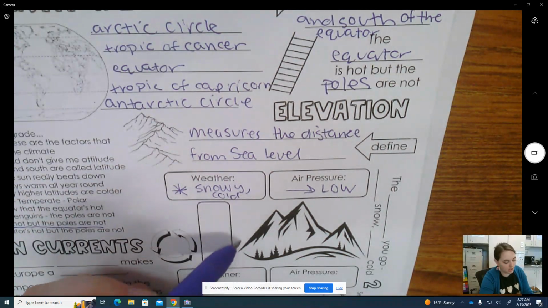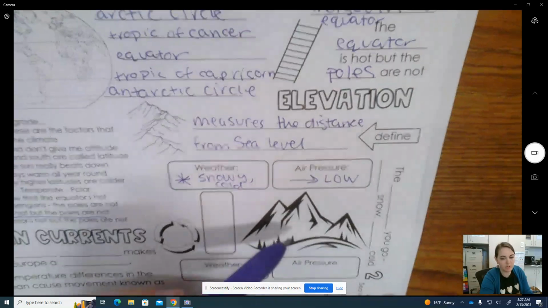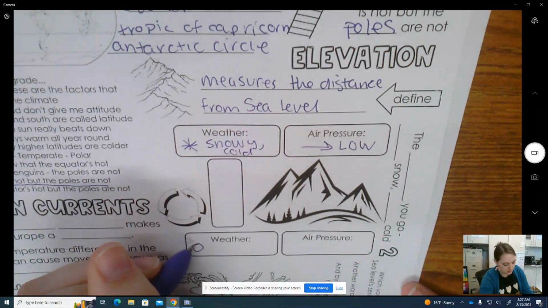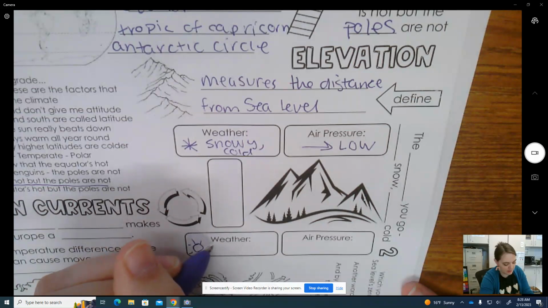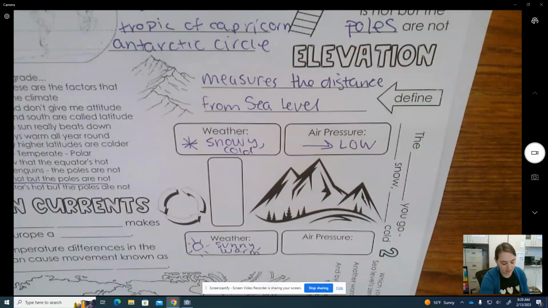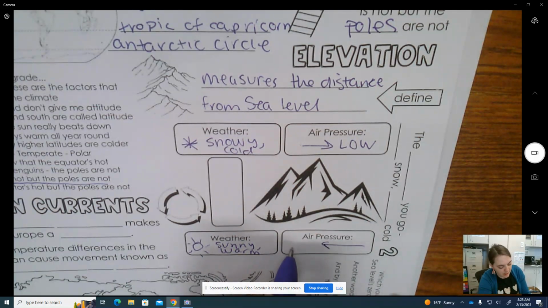And at low altitude, low elevation, the weather is more sunny and warm. And the air pressure is high.